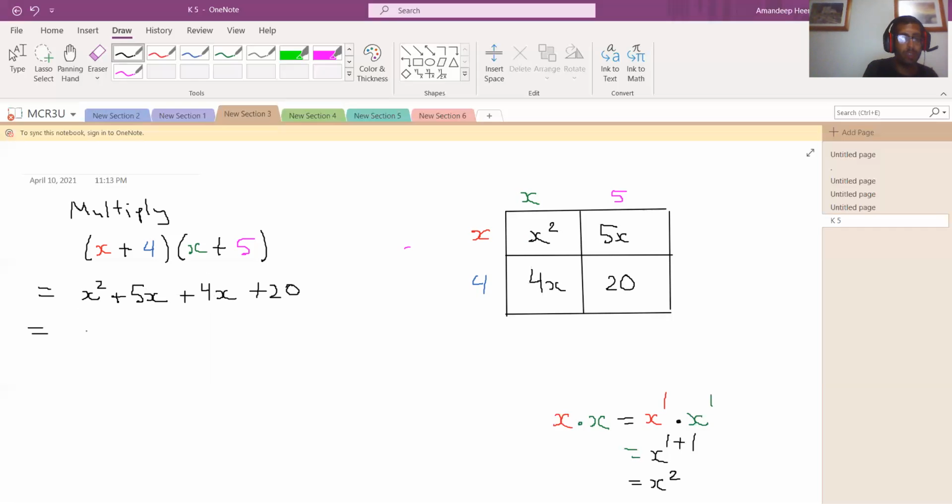So we can combine them together. What I mean is you're going to get x squared, and 5x plus 4x is going to give you 9x. And 20 is the only number, so there's no other number to combine, so we just write plus 20. Okay, and that's how you do it. So you don't need to use the FOIL method. You can use this method as well. That also works.